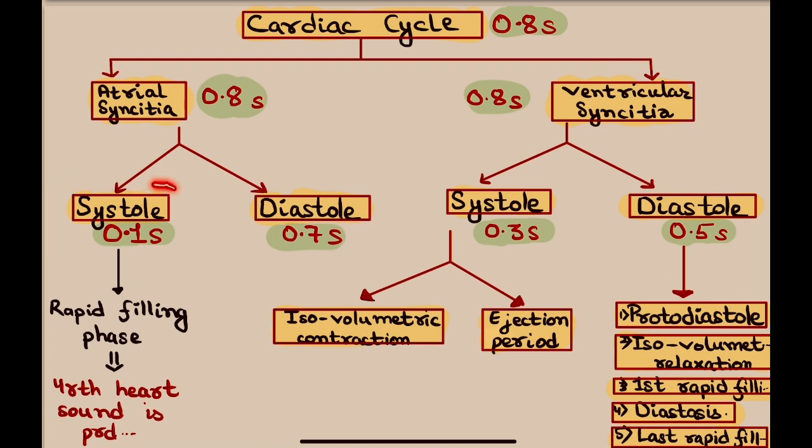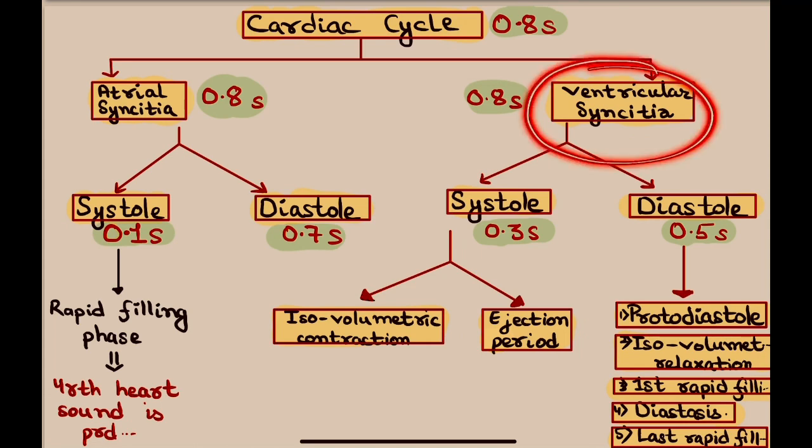In the atria, we have a systole of 0.1 second in which there is a rapid filling phase in the ventricles. That means the blood is pumped from the atria to the ventricles in this systole of the atria. And here we can hear the fourth heart sound, which is not heard by a stethoscope. Now, the second one is diastole. In diastole, the atria get filled. I mean, the whole blood from the superior and inferior vena cava comes into the atria.